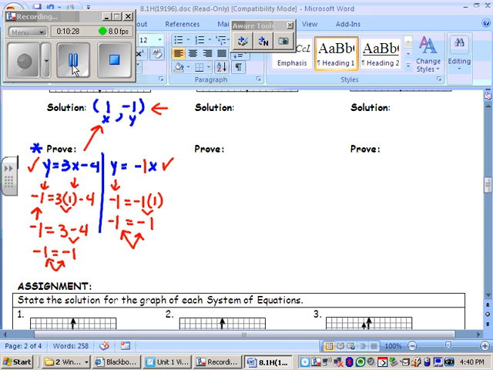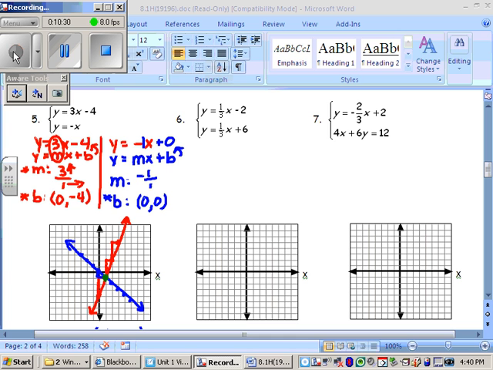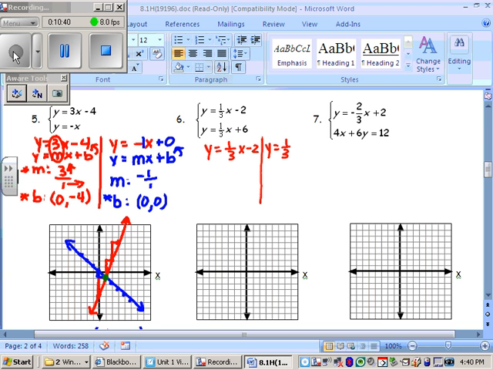Let's try an additional example. In problem 6, we have y = 1/3 x - 2 and y = 1/3 x + 6. Now, in previous lessons, you did learn something about looking at the slope to determine what the lines might look like. So if they both have a slope of 1/3, then what should the lines look like?